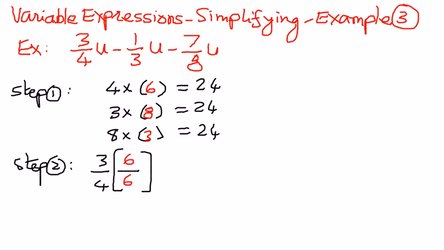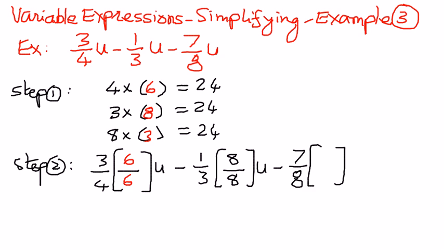6 times 4 is 24, and that is what we are looking for, and we'll put the u variable there, minus 1 over 3. 3 times 8 is 24, so we're going to multiply and divide by 8 for the second fraction, and the variable we have here is u. And the third fraction is 7 over 8, and the term we're going to multiply and divide by is 3, and the variable we have here is also u. Now we will simplify this.